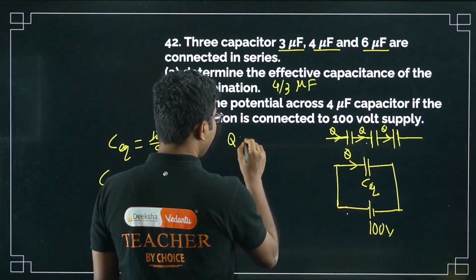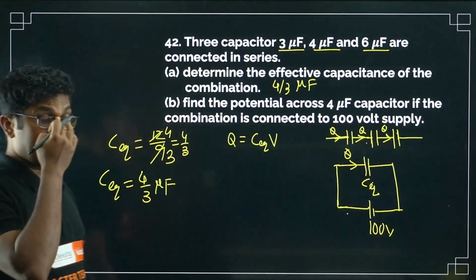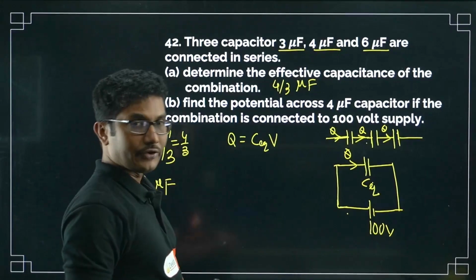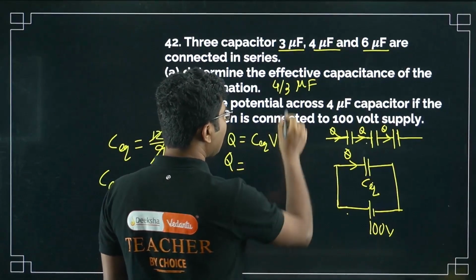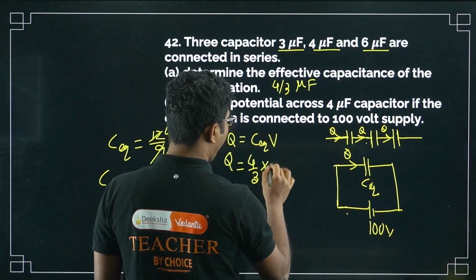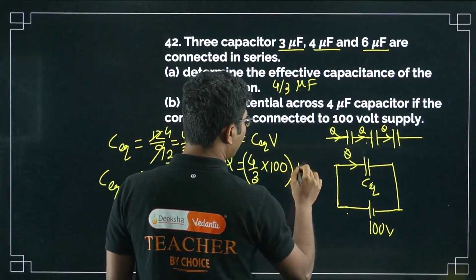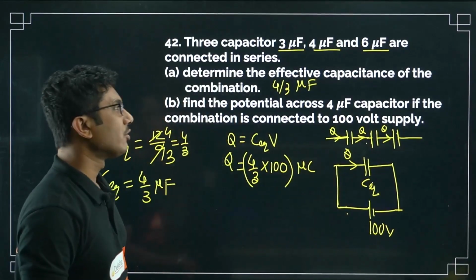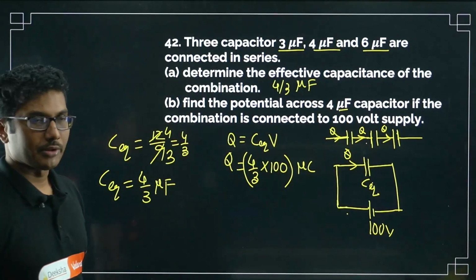Q equals C equivalent into V, right? Q is equal to C equivalent into V. What is C equivalent? It is 4/3 and V is 100 volt. This is the charge, in microcoulomb. Why microcoulomb? Because here it is a microfarad, so that's why it will be microcoulomb unit.